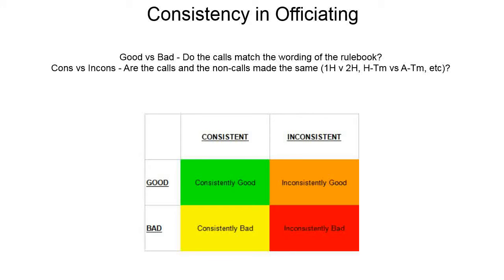While neither of these are acceptable, if I was a head coach in basketball, I would prefer consistently bad over inconsistently good. The logic is rather simple. Even though the officials would be making the wrong calls, they would be making them wrong for both teams, so all I have to do is adjust my players to play the way they are calling it.